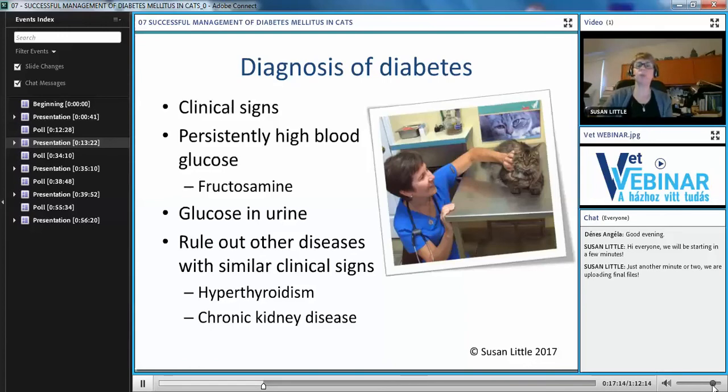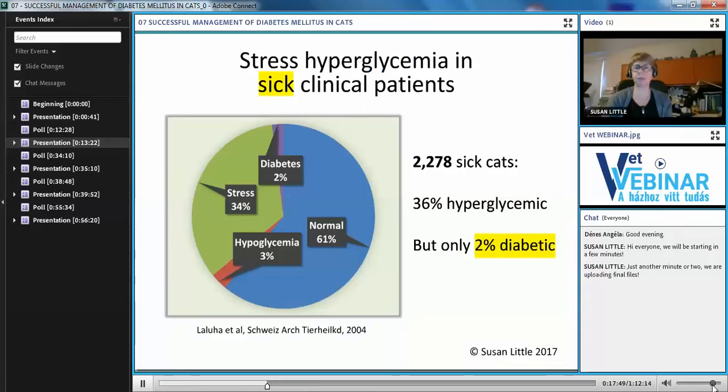So these would be most commonly hyperthyroidism and chronic kidney disease, both of which can cause increased water consumption, increased urination, weight loss. Hyperthyroidism often causes an increased appetite. Probably the other category of disease I would add there would be gastrointestinal disease. Those cats often lose weight as well. So we do have to have a good workup of these patients and make sure that we understand all of their diseases.